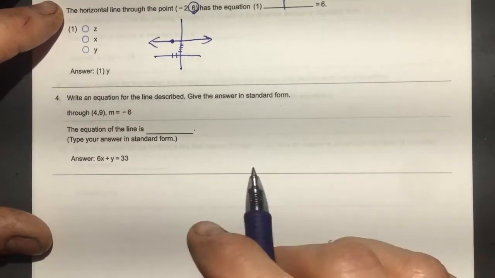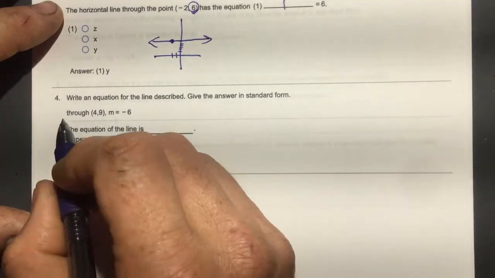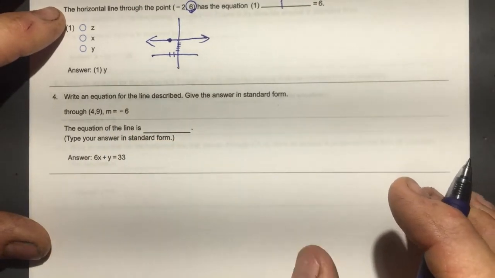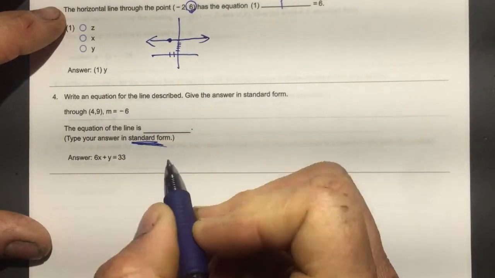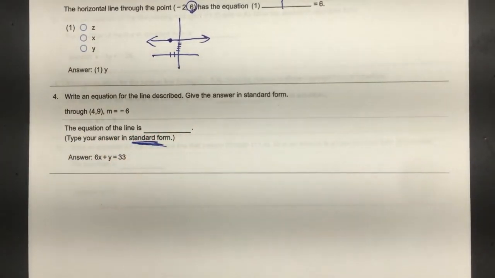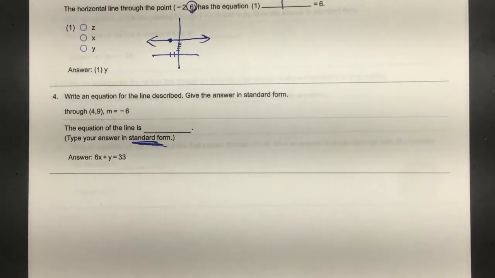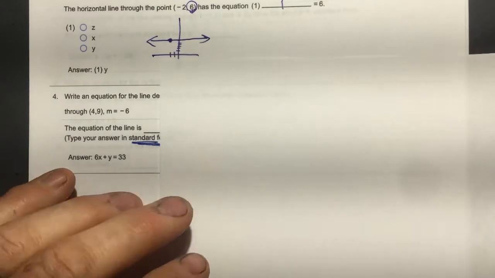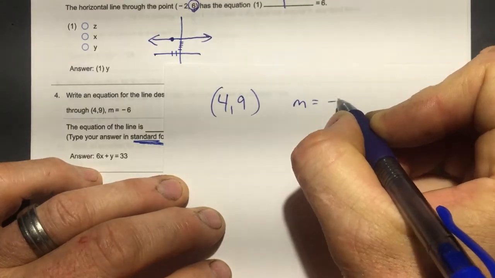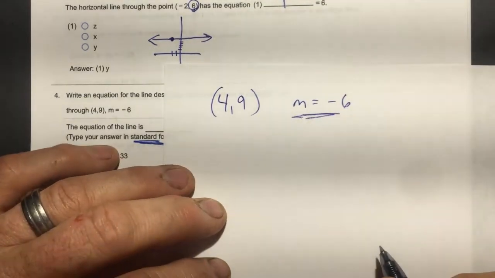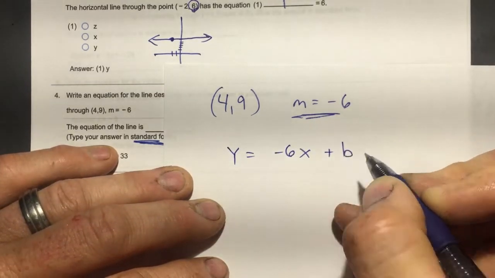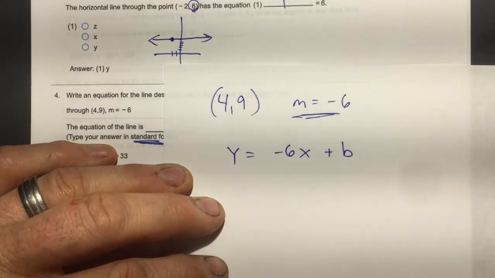Okay, number 4. Write an equation for the line described. It goes through this point right here, and it has this slope of -6. All right, it says type your answer in standard form. Now, like I said, when we make a line, we're going to make it in slope-intercept form, and then we'll have to change it to standard form. All right, so let me get a piece of paper here. We've got 4, 9, and the slope is -6. Well, since we know the slope here, then we know it's going to be y equals -6x. But the y-intercept number we don't know, so we'll have to put plus b.